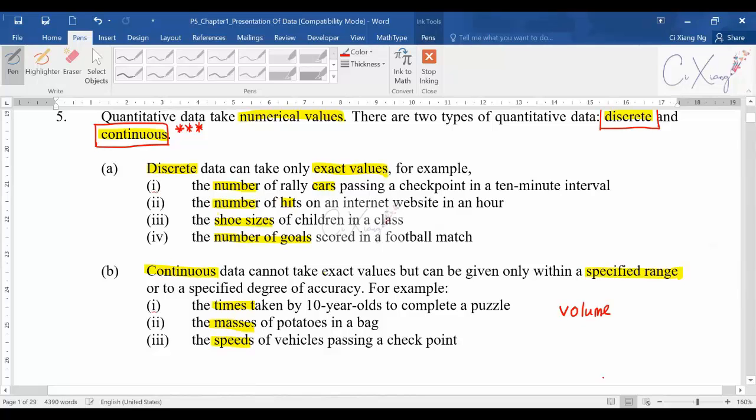Is it countable for volume? No, right? Usually we call it countable or uncountable. So with discrete data, usually it is countable. For continuous data, usually it is uncountable. So volume is uncountable, so it belongs to continuous data. Time also uncountable, mass, speed, height, weight. All these are uncountable, right? So we usually put them under continuous data.